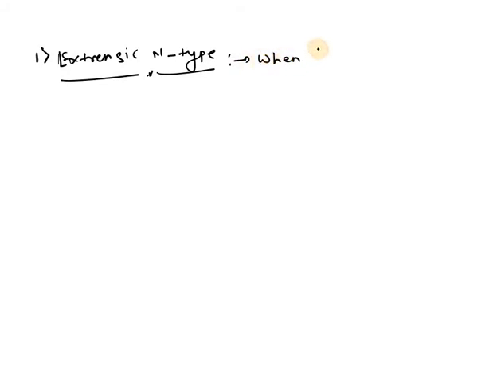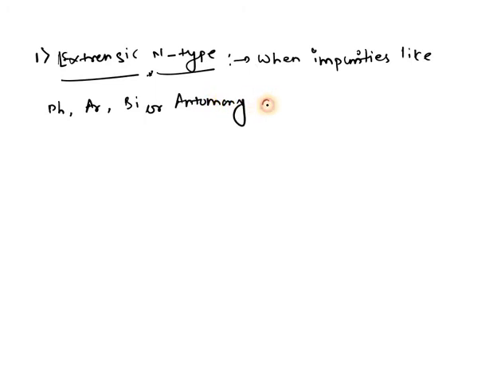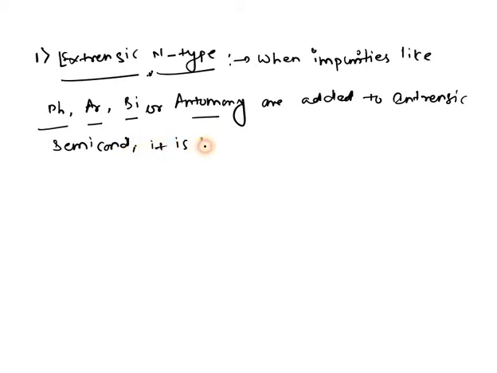Now how can you define this extrinsic n-type semiconductor? When impurities like phosphorus, arsenic, bismuth or antimony are added to intrinsic semiconductor, it is called extrinsic n-type semiconductor. Okay, so what we have done, we have added impurities in the pure semiconductor to form extrinsic n-type semiconductor.